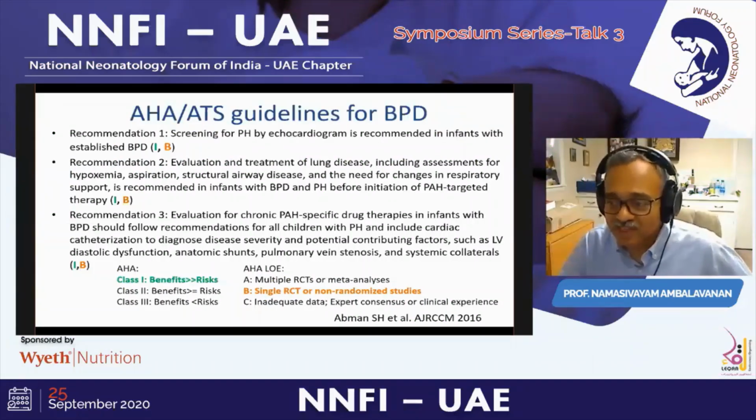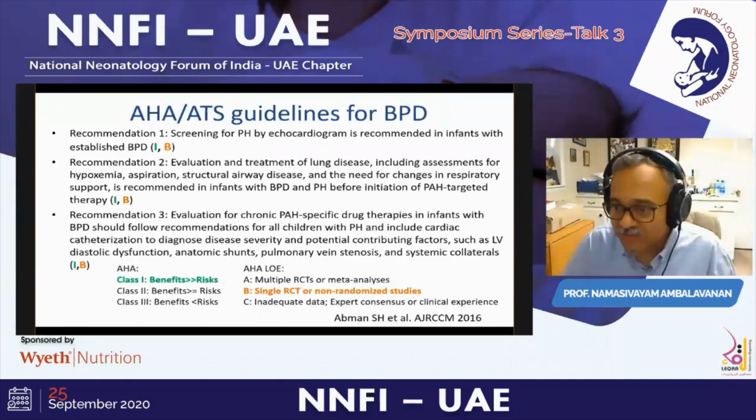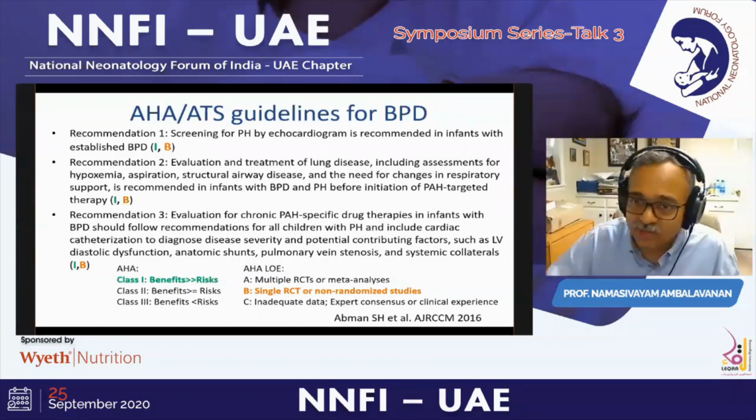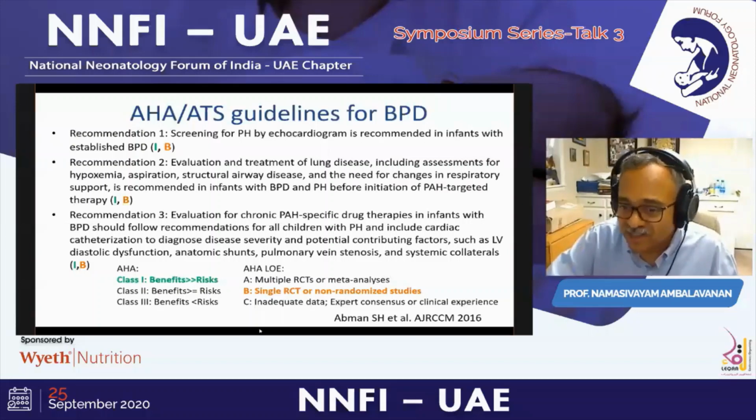And obviously, you want to identify disease severity and potential contributing factors such as diastolic dysfunction, pulmonary vein stenosis, and so forth. Now, important to remember that most of these guidelines are class 1, in which benefits are probably more than risks, but the level of evidence is usually a class B, meaning this is from a single randomized trial or multiple non-randomized studies. So these are not data from multiple randomized trials. So this is not high-level data.